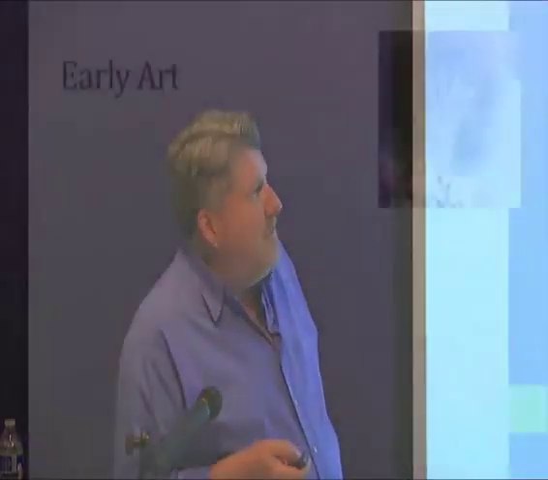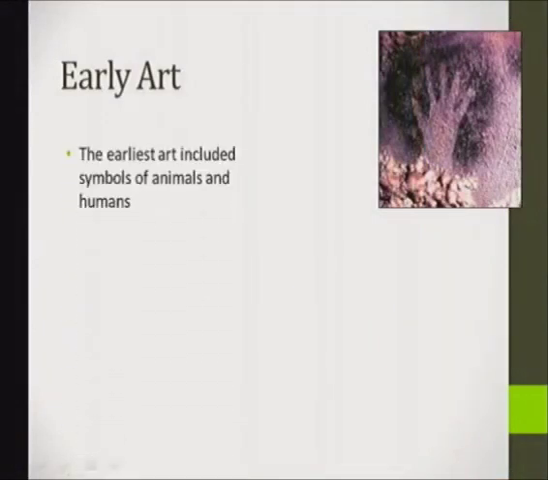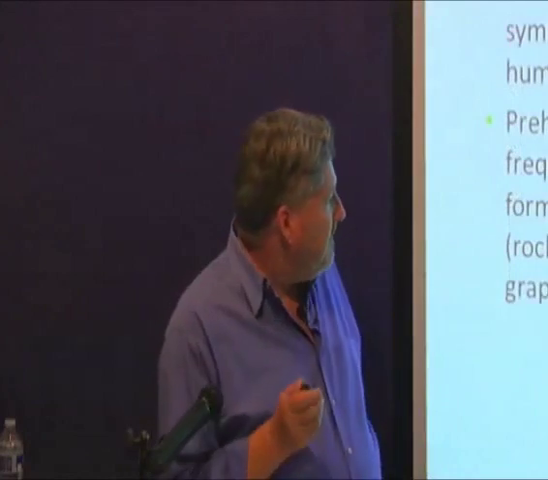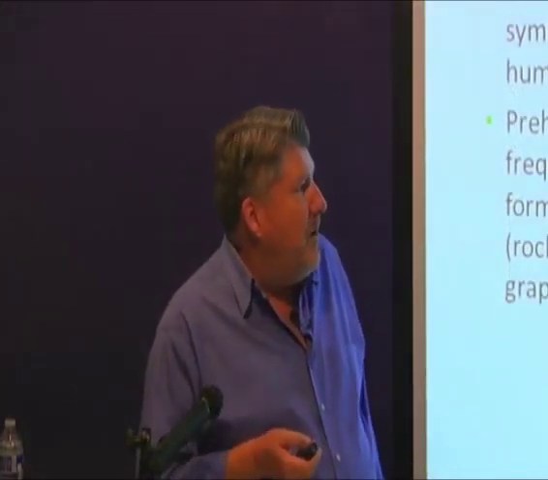So early human art is based upon symbolism. The hand we'll see all over the world in rock art, because it is the symbol that makes us human. So animals, humans, prehistoric symbols are frequently found in the form of petroglyphs. Has anyone in this room ever gone out to the petroglyph park? It's a nice place to hike. And what you can do is you can see the symbols of early humans. There has been human presence here in New Mexico for a minimum of 10,000 years. And humans have been leaving their marks on those basalt escarpments that are on the western edge of Albuquerque. And it is a form of picture writing.